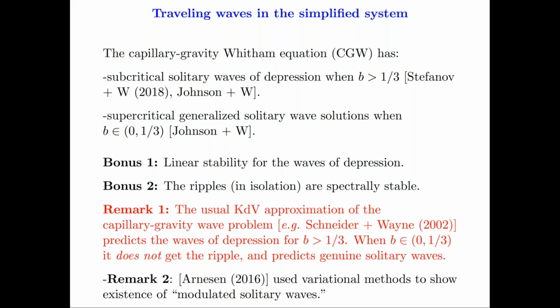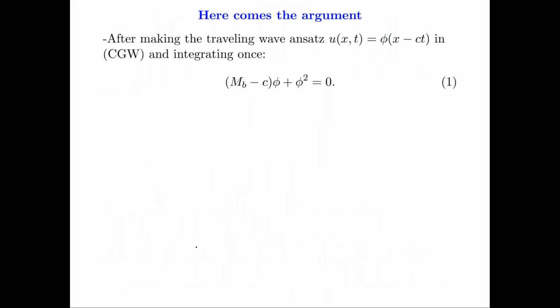Yeah, Arneson had some work on the CGW equation using variational methods that proved a different sort of traveling waves, called modulated solitary waves, which look a little different than what I'm talking about here. So I'm not going to talk about them too much or at all. Okay, let me explain to you what's going on here.